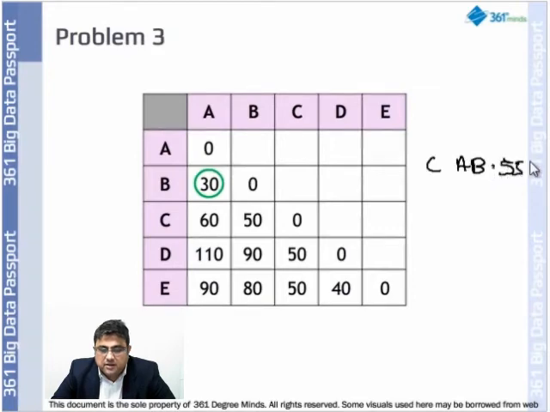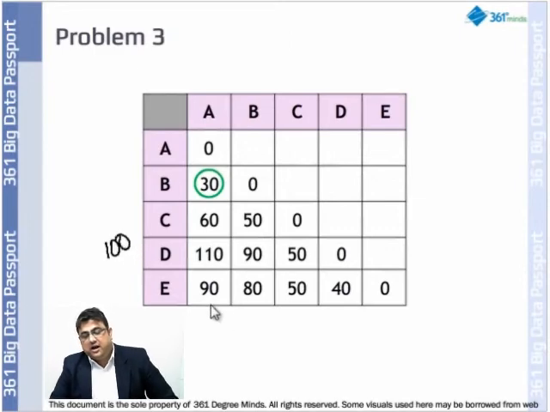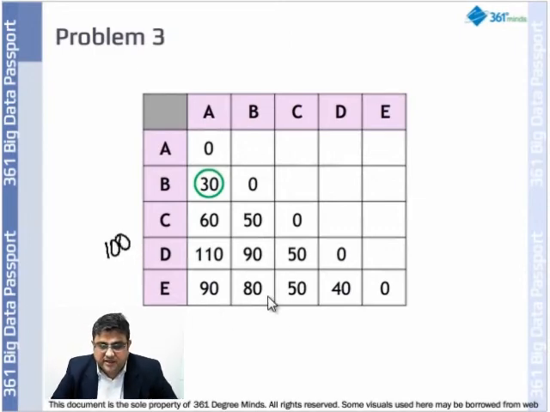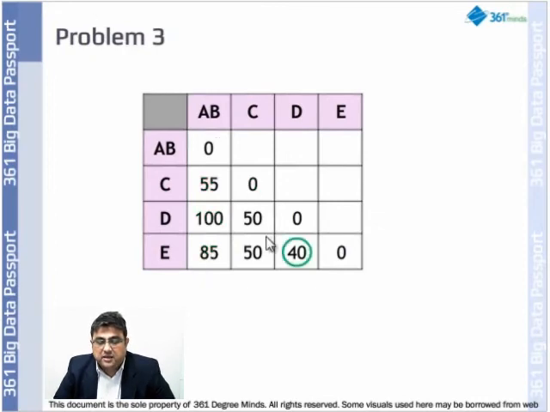Let's do D and AB. D and A is 110, D and B is 90, so it's 200, divided by 2 is 100. Similarly, let's do E and AB. 90 plus 80 is 170, divided by 2 is 85. So let's go over and see what the solutions are. You have 55, 100, 85. Let's look at the gap here. The least gap is E and D, 40.